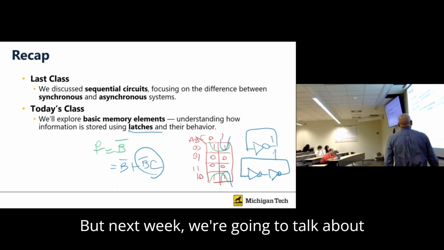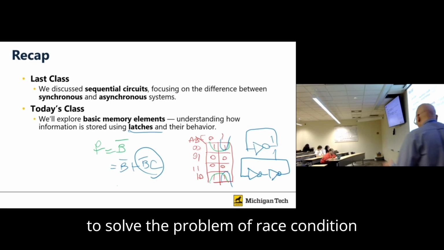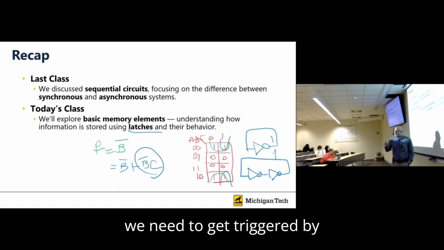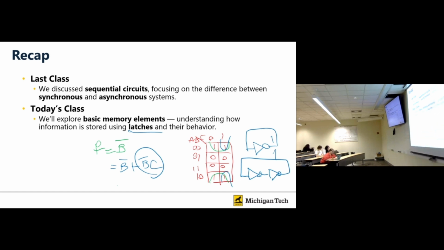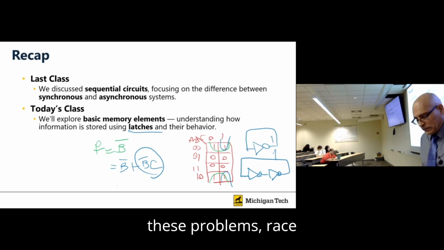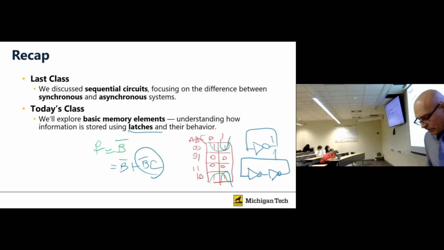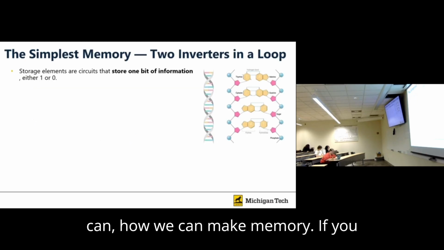But next week we're going to talk about other types of memories with edge, because to solve the problem of race condition and hazards, we need to get triggered by edge. That's the best solution for avoiding these problems, race condition or glitches and hazard. Okay, so let's see how we can make memory.